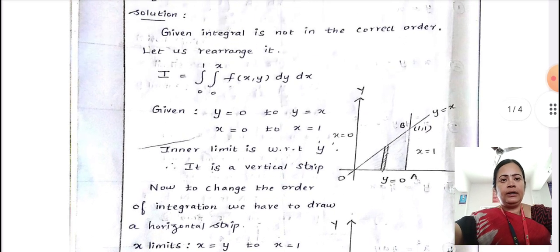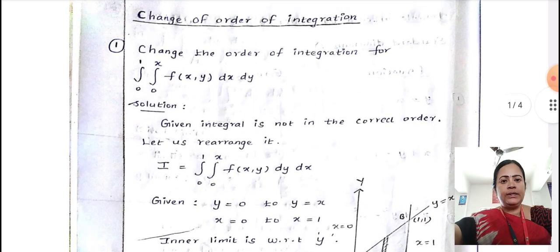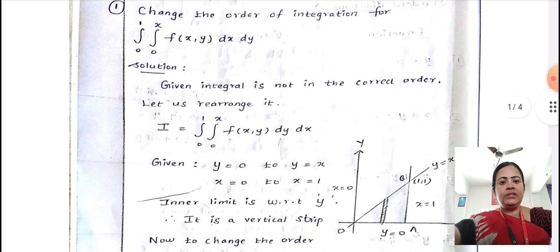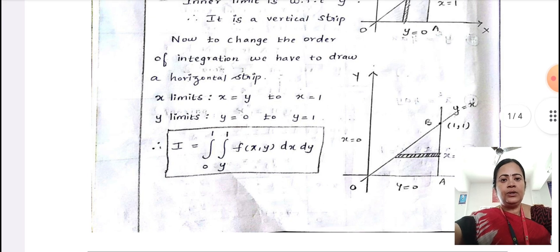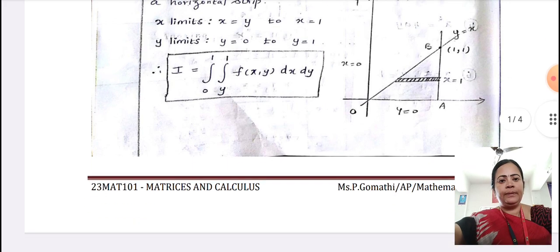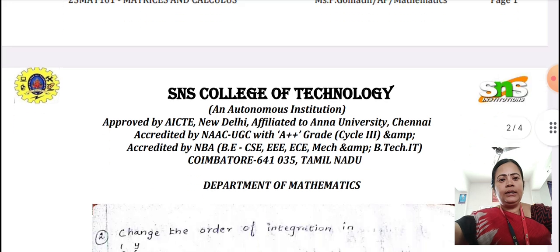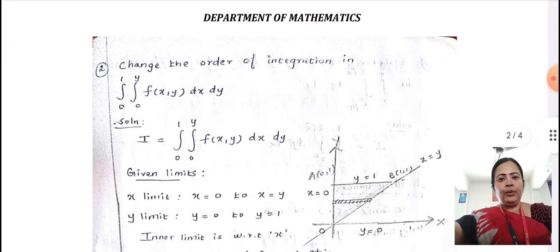The given limit is integral 0 to 1, integral 0 to x, f of x comma y dy dx. So after changing the order of integration, we arrive at the solution as integral 0 to 1, integral y to 1, f of x comma y dx dy. Suppose in the problem f of x comma y is given as some other function, and if they ask to evaluate it, you have to solve the integral and find the solution. Okay. Next, let us move on to the second problem.